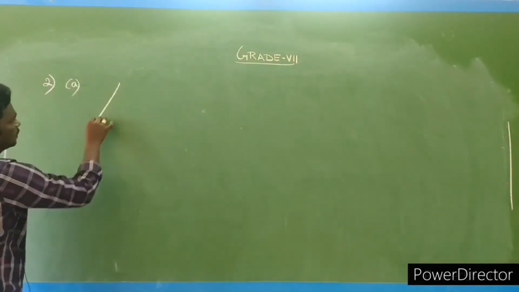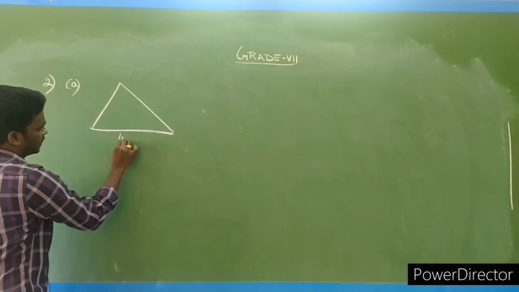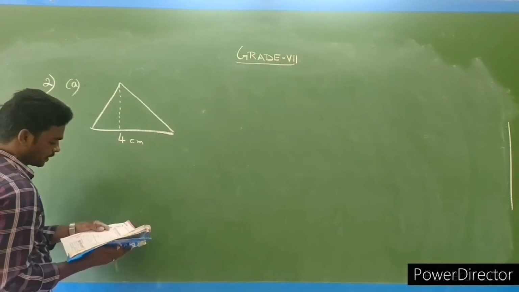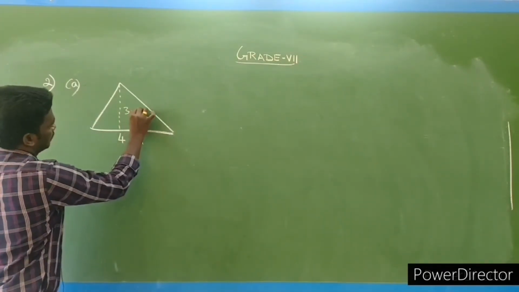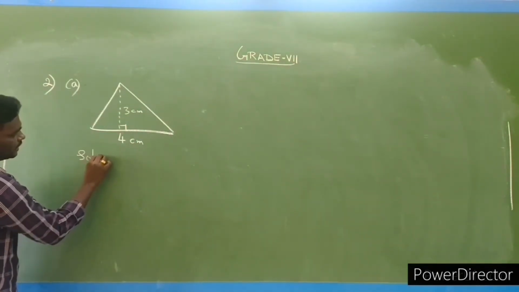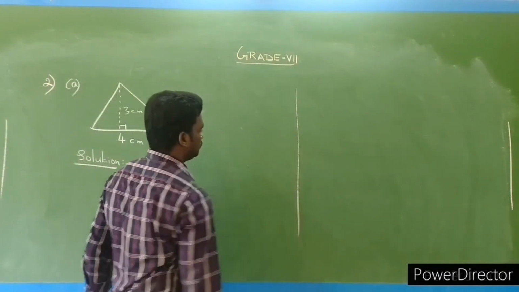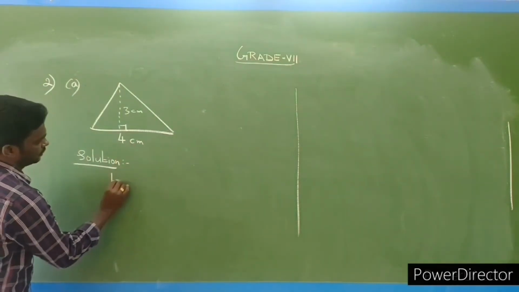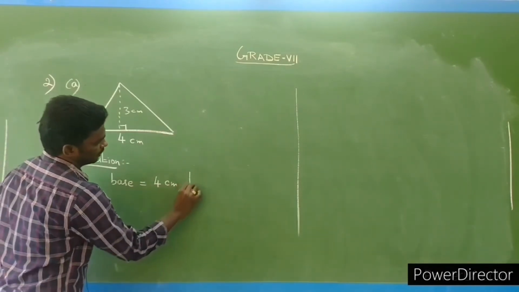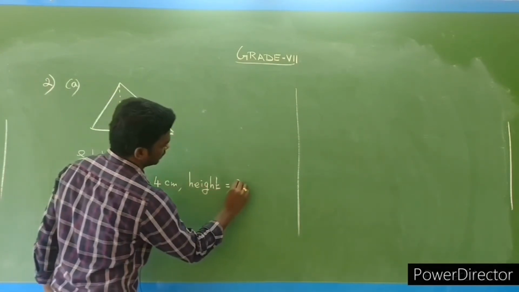So A question is here. Base of the triangle is what is that? 4 centimeter and the height of the triangle is 3 centimeter is given. Base 4 centimeter and height 3 centimeters. So we have to find the area of the triangle. Here base equal to what is that? 4 centimeter. Height equal to 3 centimeter.